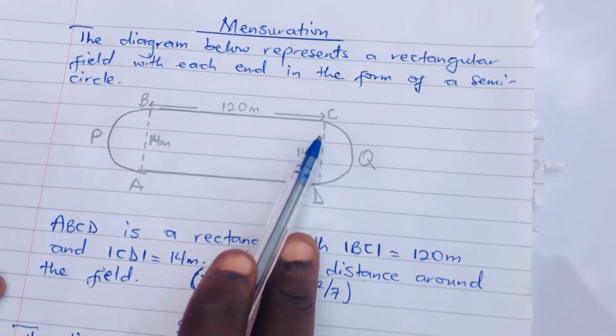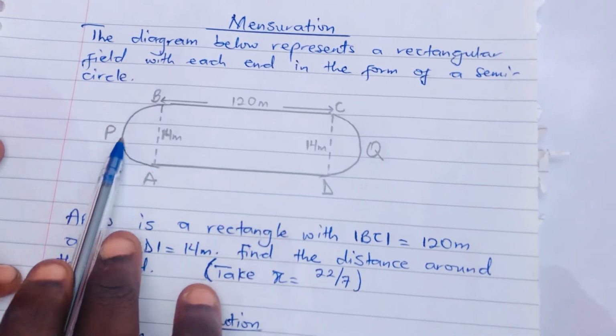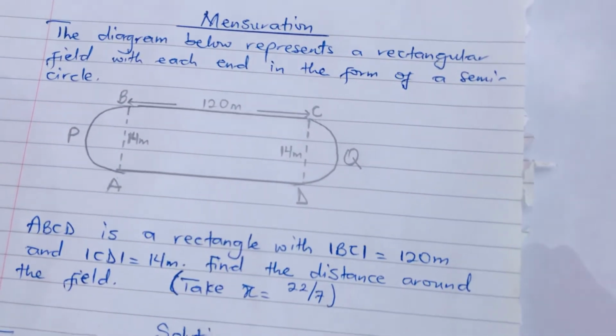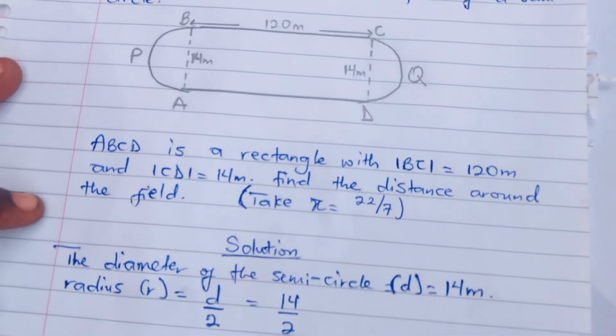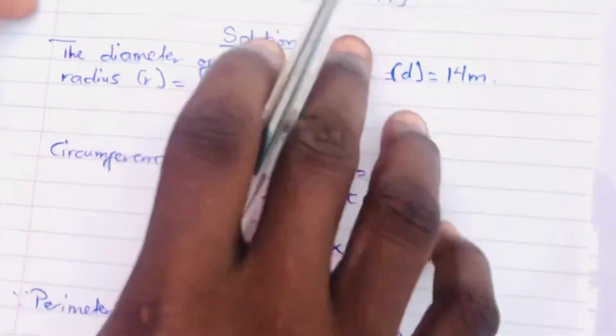So the first thing to do here is to find the perimeter of the rectangle. Then you find the perimeter of the two extreme semicircles. Then you add everything together to give you the perimeter of the whole field.